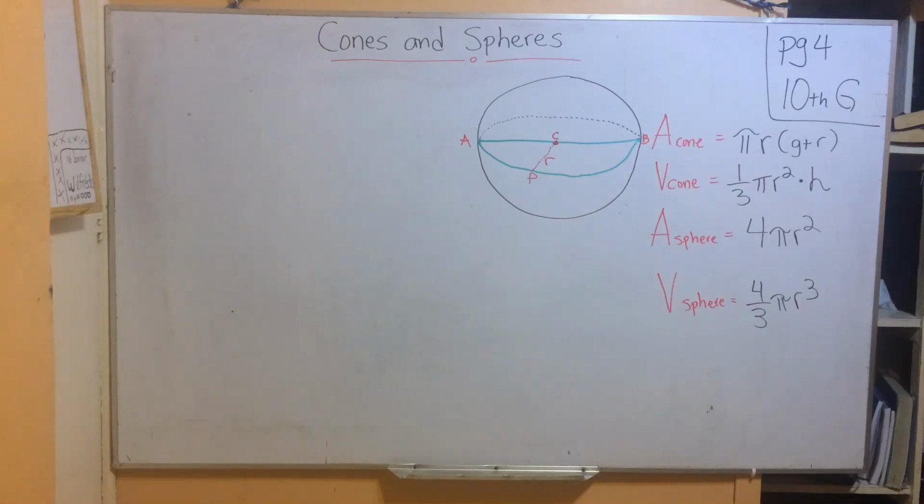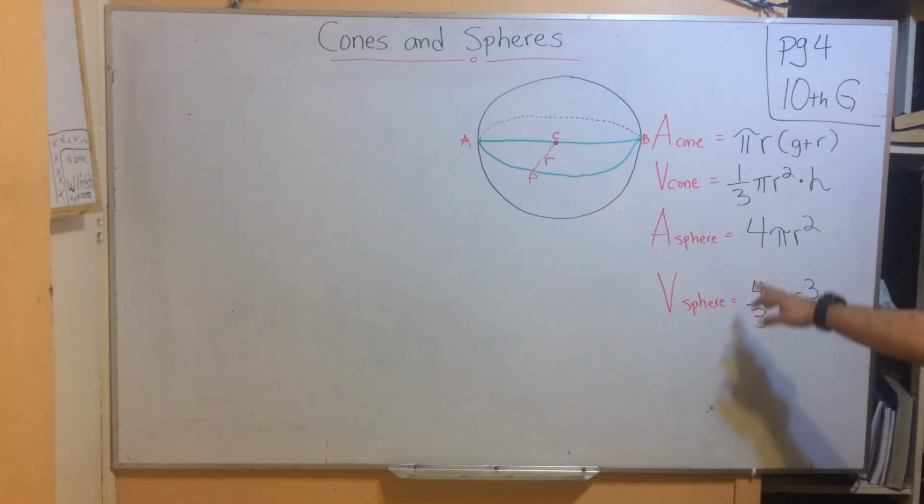Now for the last one, we're going to talk about spheres. Here we have an example of the sphere. Remember that it's a circular figure, but not a circle. It's a sphere, like a ball. And here we have the formulas for the area and for the volume.